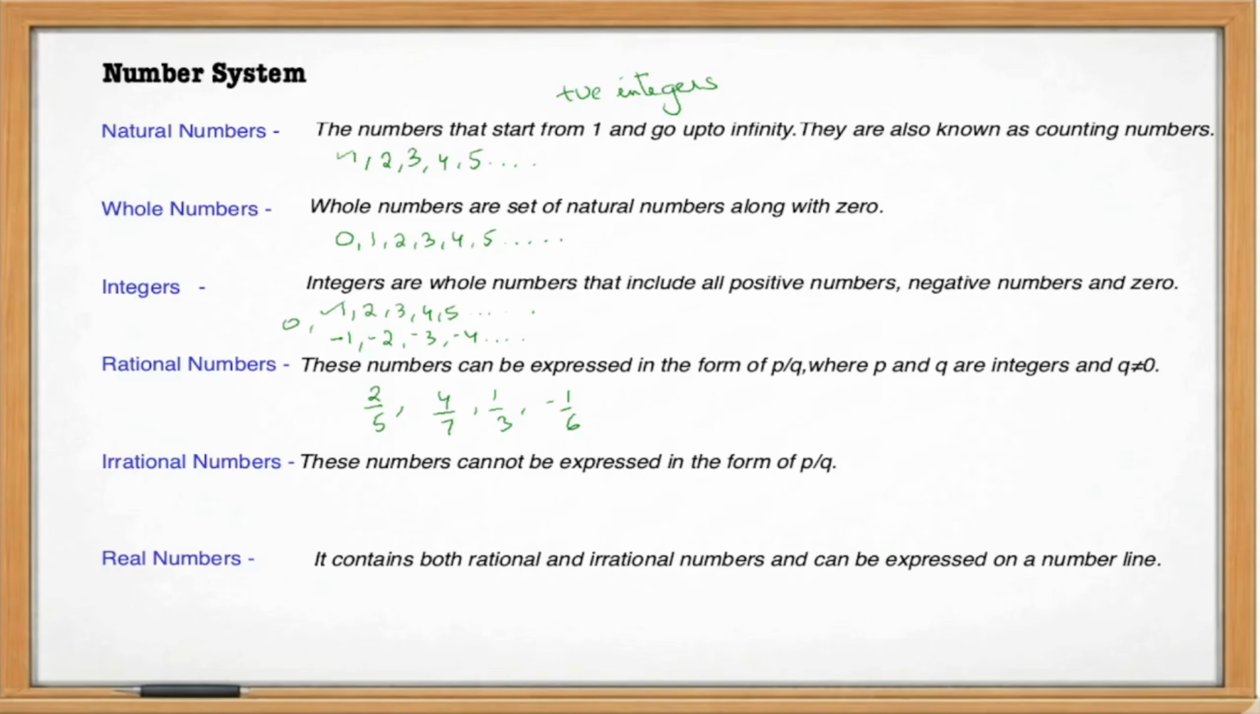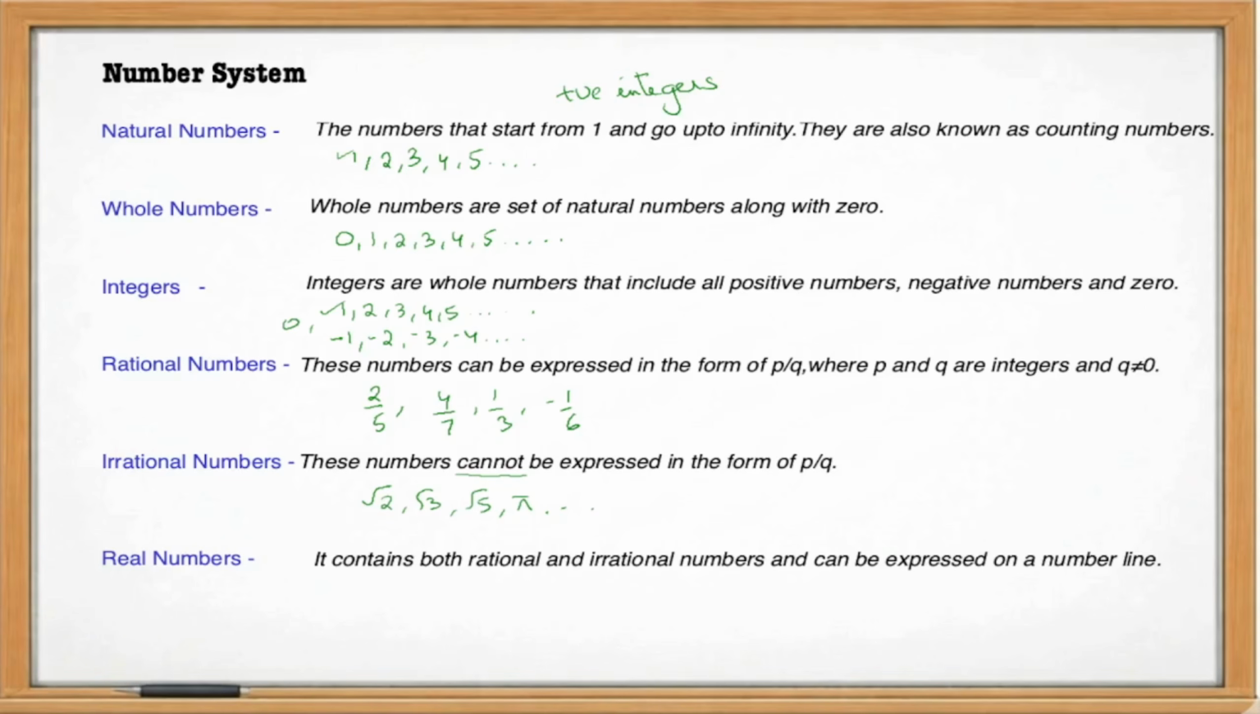Next, irrational numbers. These numbers cannot be expressed in the form of p by q. So the examples we can take are root 2, root 3, root 5, even pi. All these are examples of irrational numbers. These numbers cannot be written in the form of p by q.